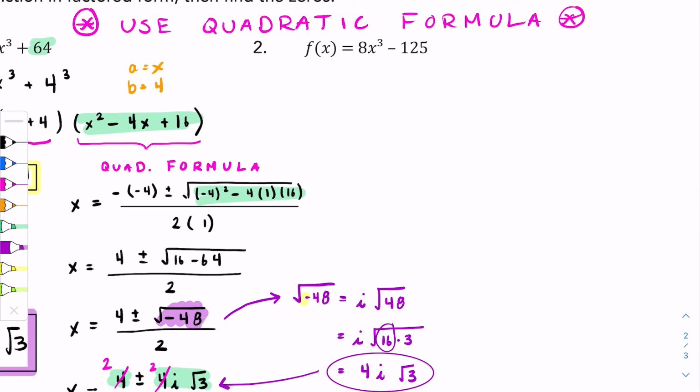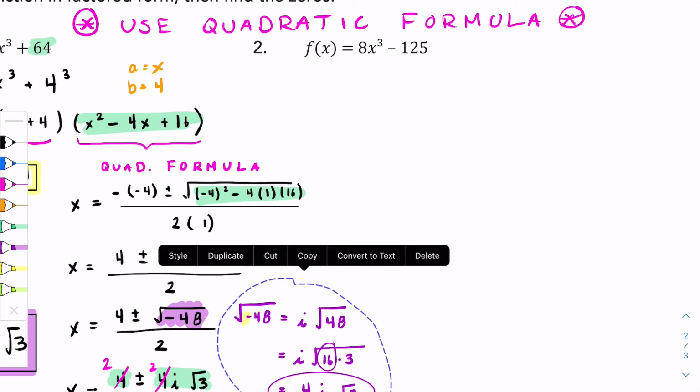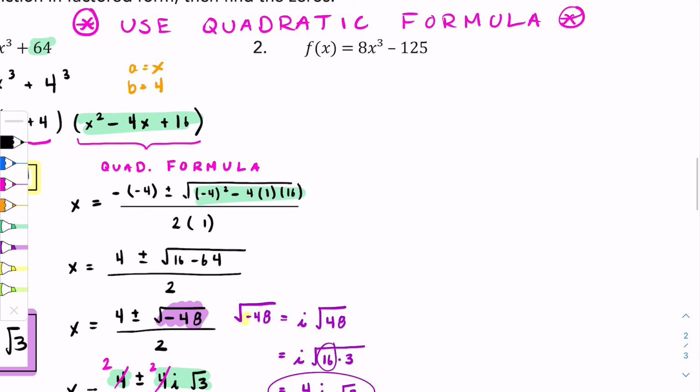Okay, next I'm going to look at number 2. Number 2 is f of x is equal to 8x cubed minus 125. So I need to rewrite that as perfect cubes. And I'm going to rewrite this as 0 equals 8 becomes 2 cubed times x cubed minus 125, which I'm going to write as 5 cubed.